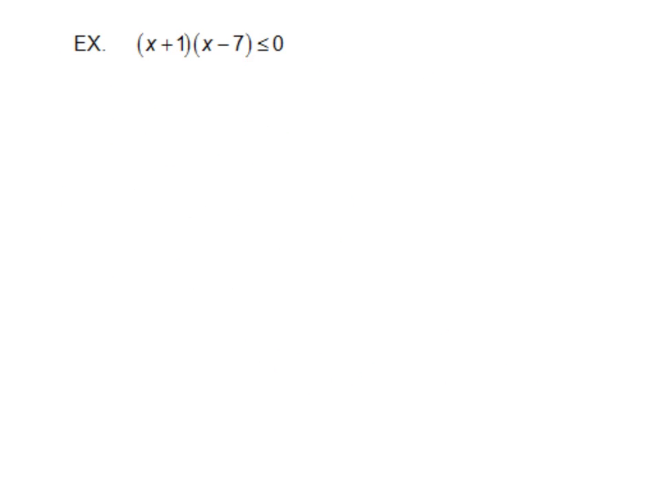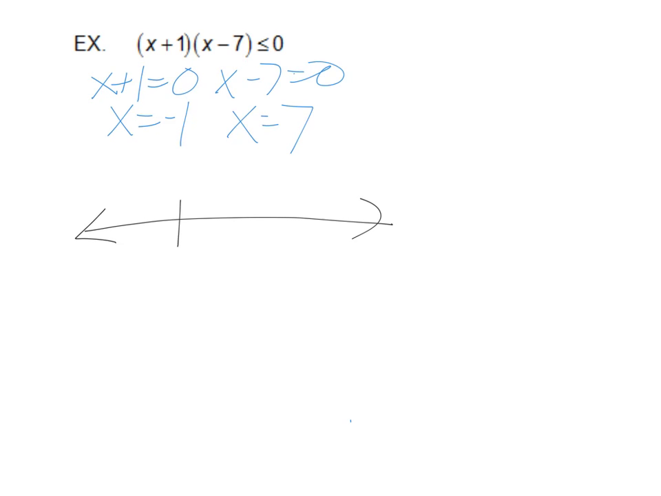Now for the next one, x plus 1 times x minus 7 less than or equal to 0. Set each parentheses equal to 0. X plus 1 equals 0. X minus 7 equals 0. So x is negative 1, x is 7. That's where the graph crosses the x-axis. So I make my number line, put the zeros on there, negative 1 and 7, and then I need some test numbers all around. So smaller than negative 1, maybe negative 2. In between, 0 is easy to use, and bigger would be 8. Those infinities on there.